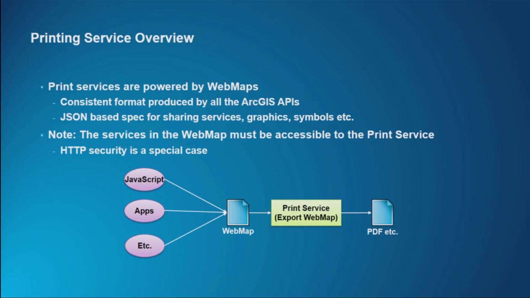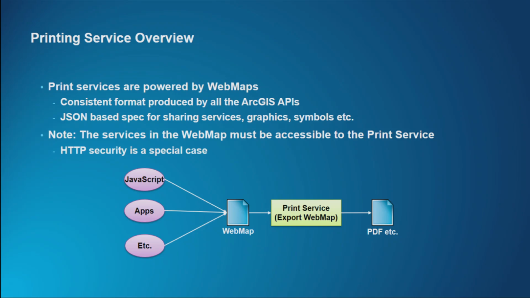So printing, just as an overview, the most important thing to know is that it's powered by web maps. And this is a consistent format produced by the ArcGIS APIs. And it's a JSON-based specification for sharing services, service connections, graphics, symbols, etc. And you can define all this in the web map and then pass this to the print service. Most of the APIs just handle this for you.